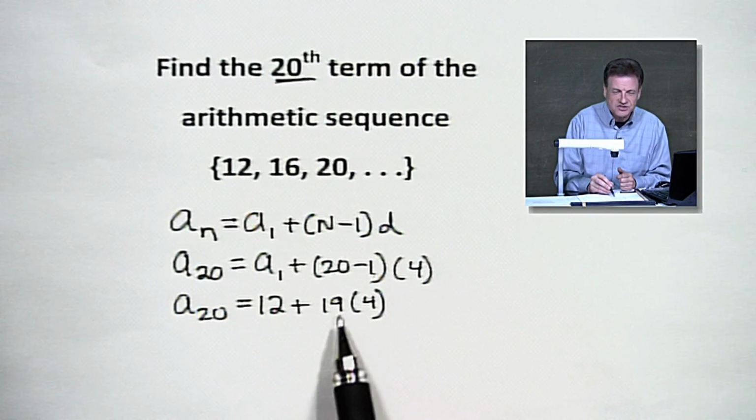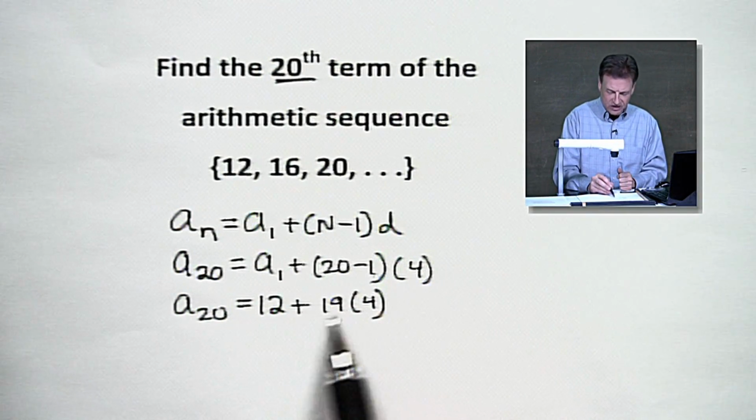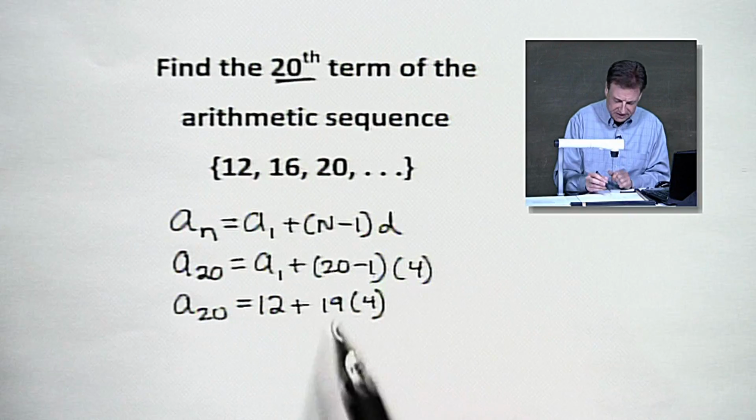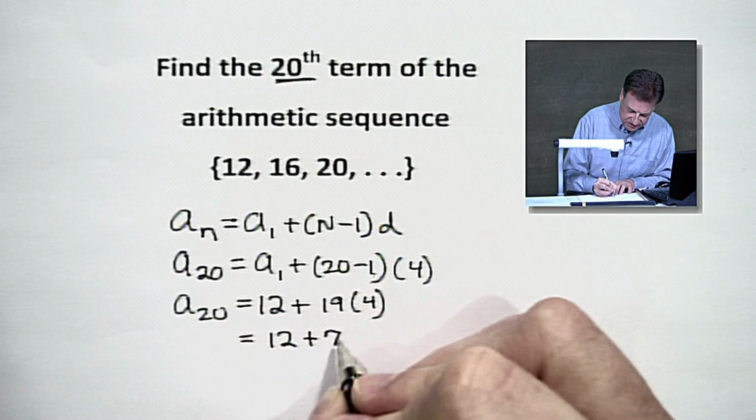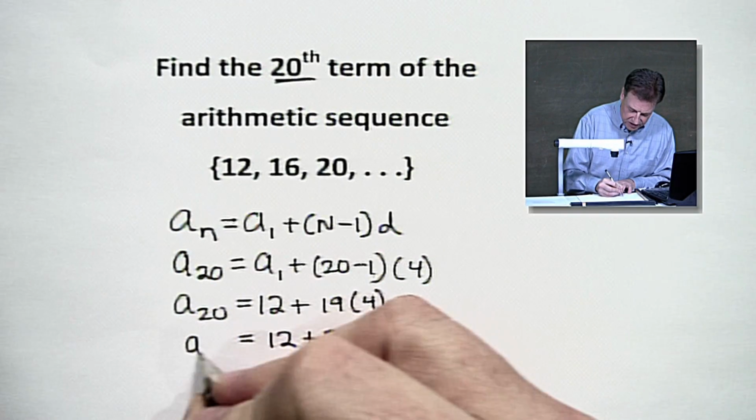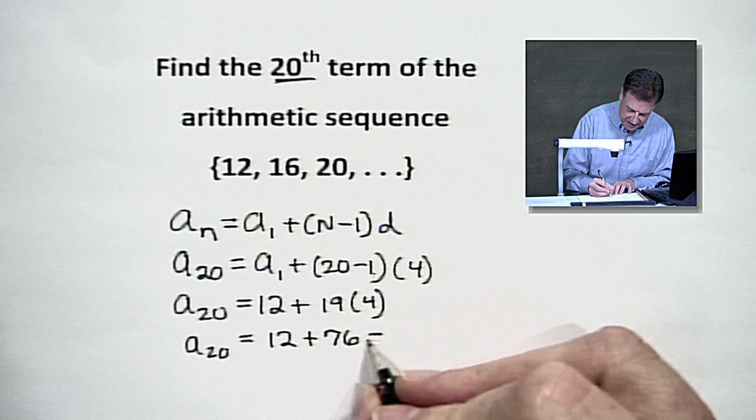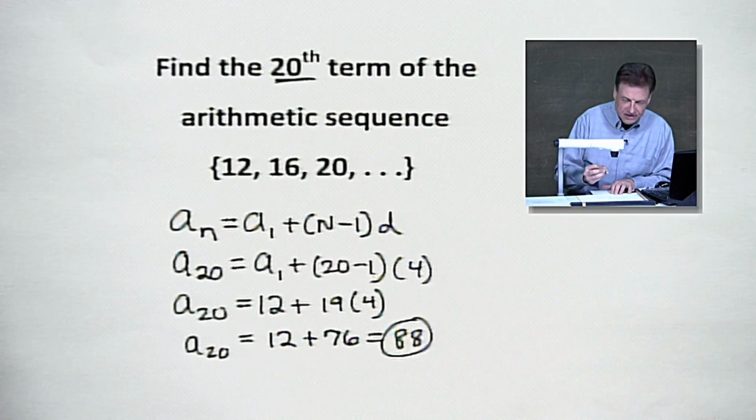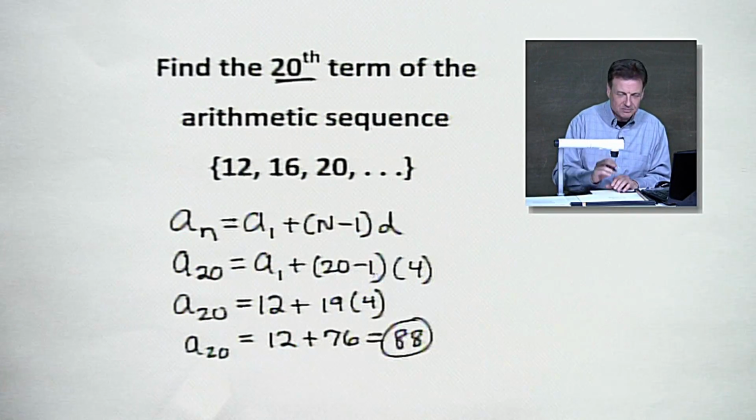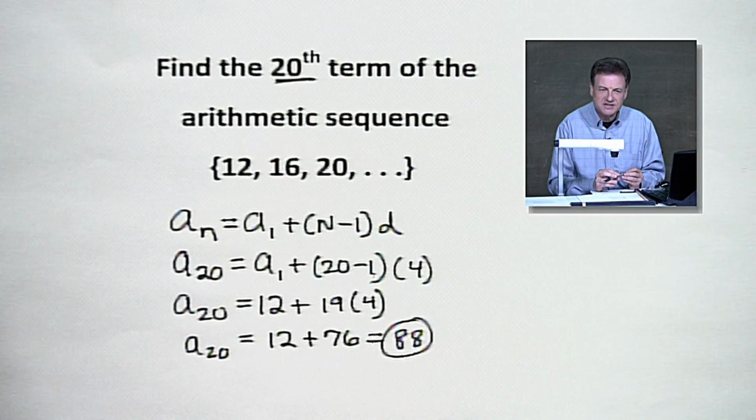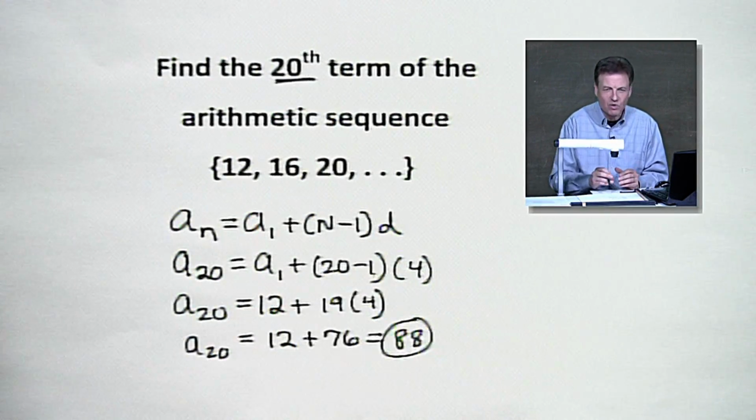Remember, order of operations says we multiply first. Don't add 12 and 19 first. Go for the multiplication first. That's going to give us 12 plus the big old 76. And you know what? That 20th term is 88. Basically, it's simply saying we're going to add 4 nineteen more times to this 12. And that's exactly what we did to move it forward.